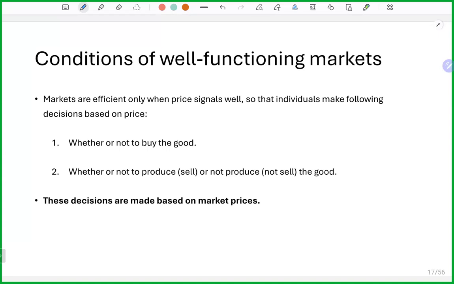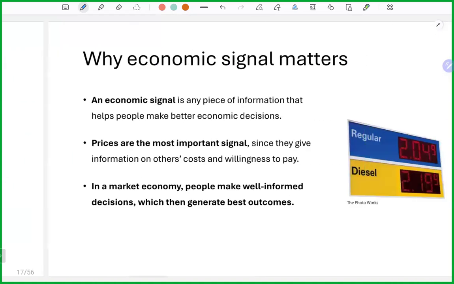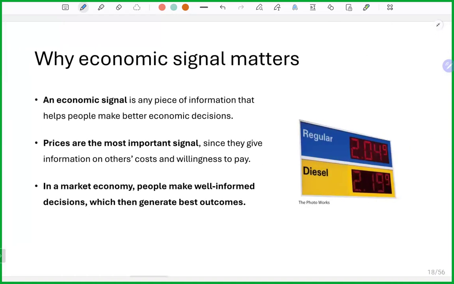If prices are controllable, or if prices do not adjust flexibly, then markets are not successful. So price should adjust flexibly according to situations. Okay, so economic signal. An economic signal is any piece of information that helps people make better economic decisions.